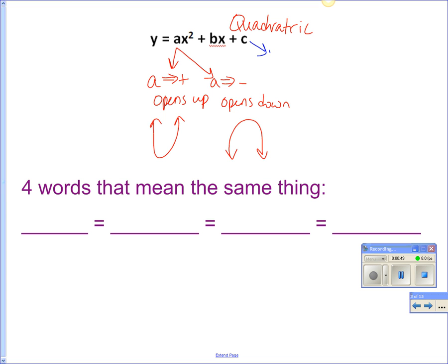C is your y-intercept because it doesn't have an x with it. All right, and remember we talked about 4 words that mean the same thing, that mean solve: zeros, roots, x-intercepts, and solutions.